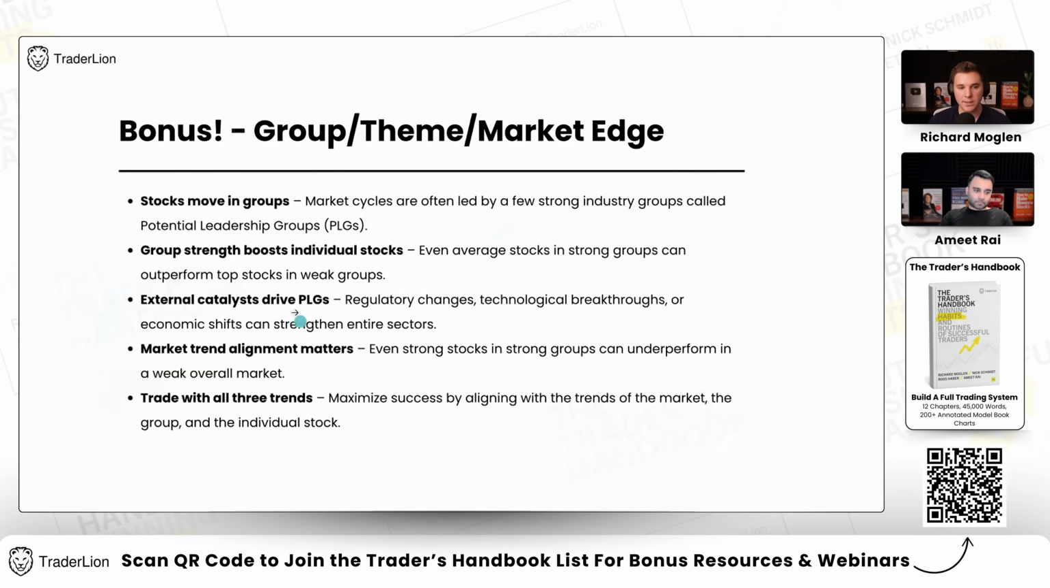So again, external catalysts drive PLGs: regulatory changes, technological breakthroughs like AI, or economic shifts can strengthen entire sectors. Market trend alignment matters. Even strong stocks and strong groups can underperform in a weak overall market. And what's really important is to trade with all three trends. Maximize success and probabilities by aligning with the trends of the market, the group, and the individual stock.